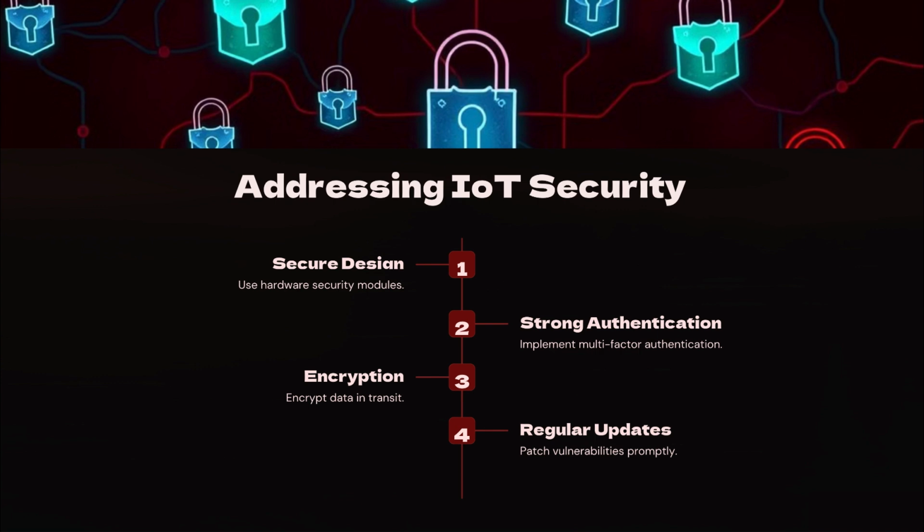How can we make IoT secure? First is secure design, strong authentication, encryption, regular updates. So many of you use WhatsApp. WhatsApp is basically a chatting software. When you chat with some person, above your chat window you will find a dialog box where it is written end to end encrypted.